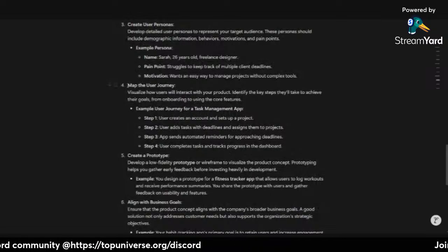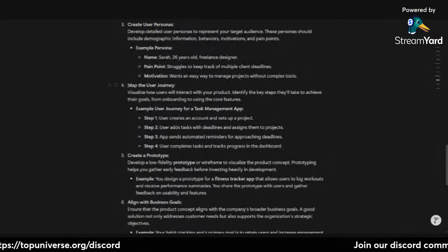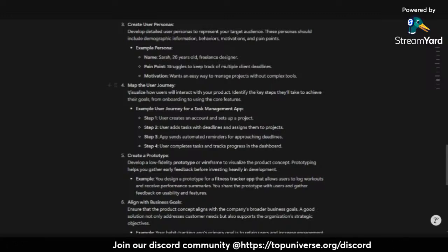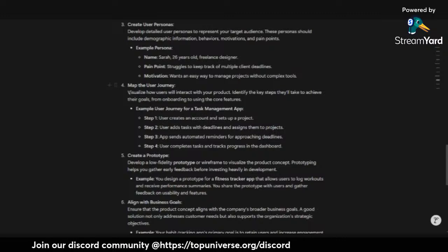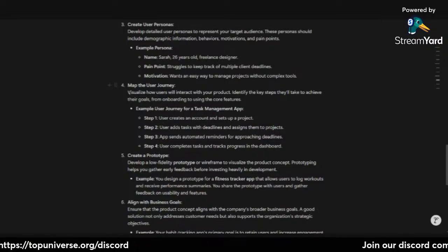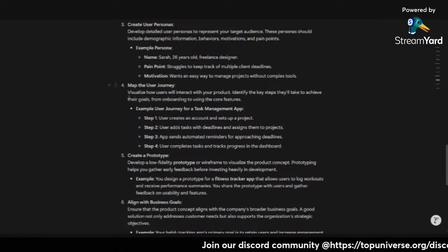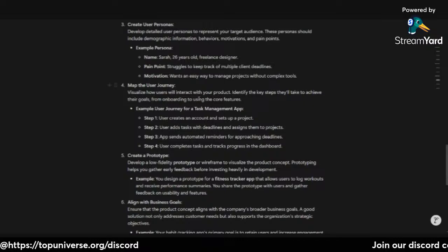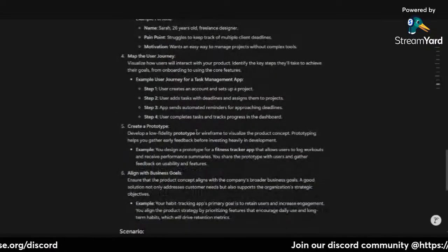The next thing you have to do is map the user journey. This is very critical as well. Mapping the user journey is you trying to create a flow of what the ideal solution would look like. Of course, this will be helpful for the designers, the developers, as well as the architects working with you on the project. You're able to visualize how the users would interact with the product and identify the key steps they will take to achieve their goals, from onboarding to using the core features that you've already defined.